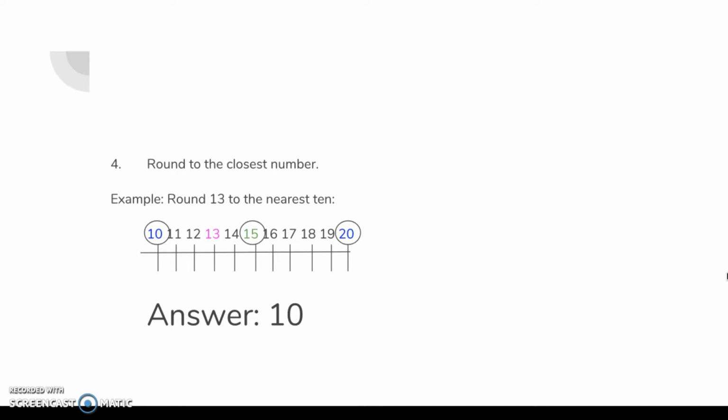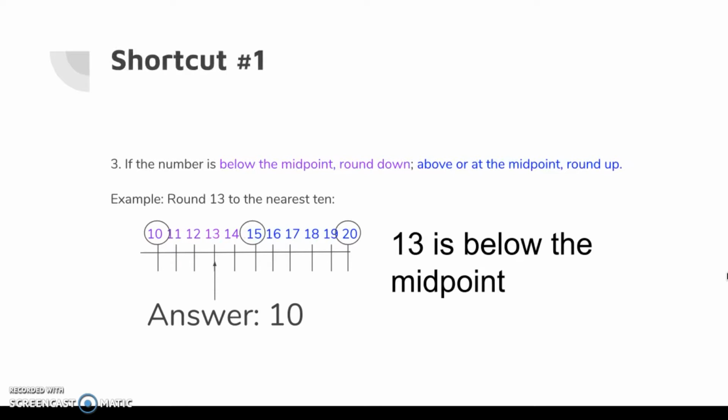Now, if you want a shortcut, maybe because this is a lot of work and for you it's too easy, here's what you can do. If the number is below the midpoint, you're going to round down. If the number is above or at the midpoint, you'll round up. If we use our number 13, we can clearly see on the number line that it's below our midpoint, which proves our answer is going to be rounded down to 10.